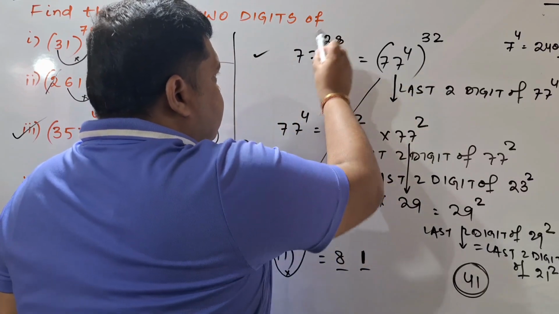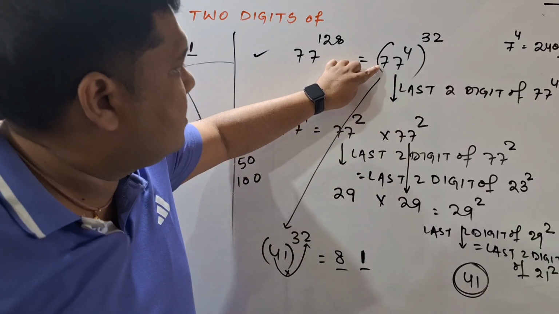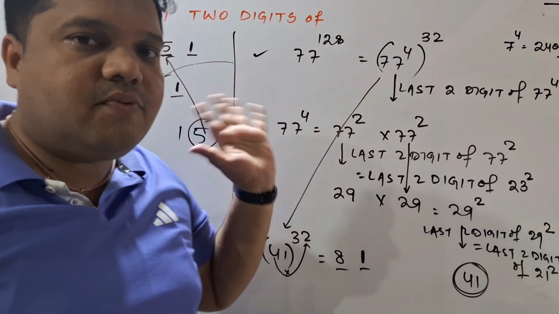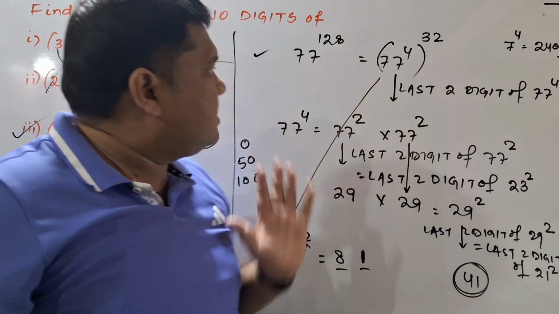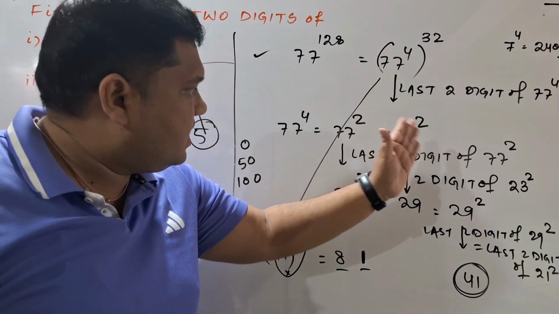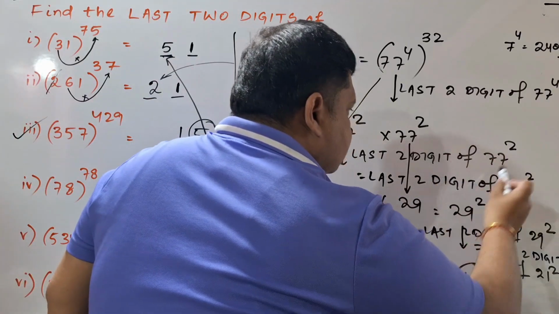Now this number divided by 4 is 32. Now what I want is the last two digits of this number, 77 to the power 4. It can be written in this way, 77 square into 77 square. What is the last two digits of 77 square?